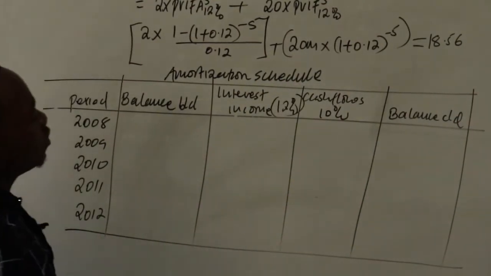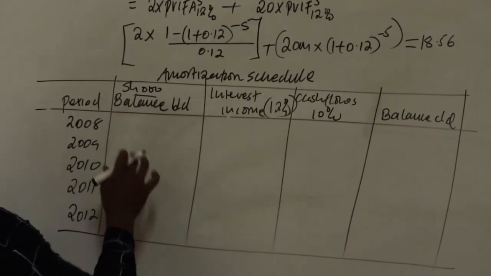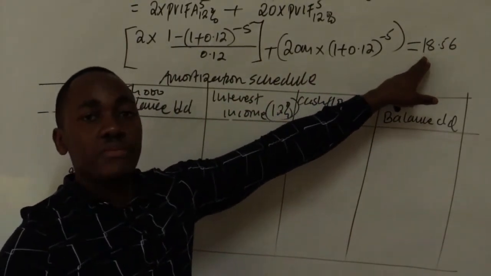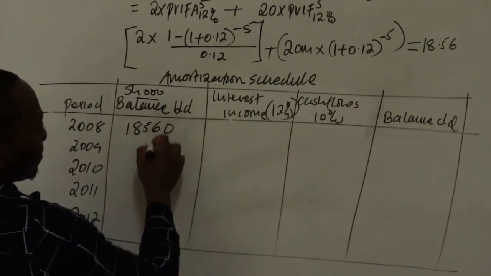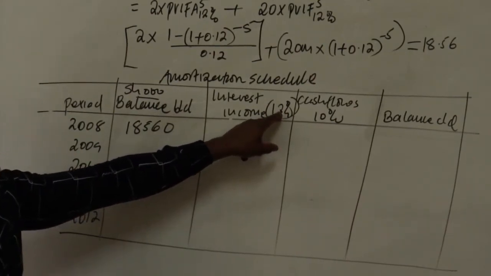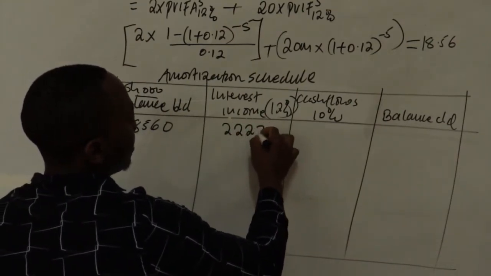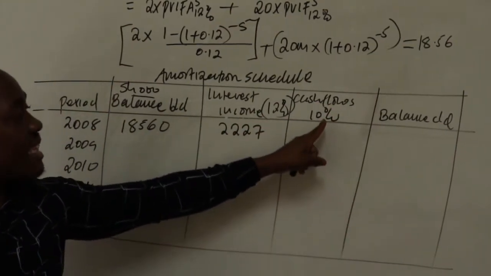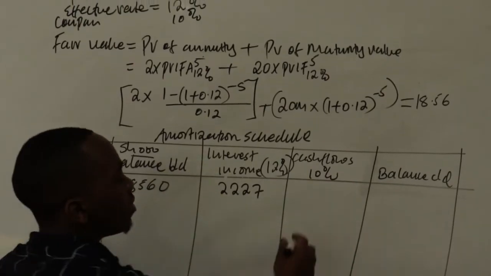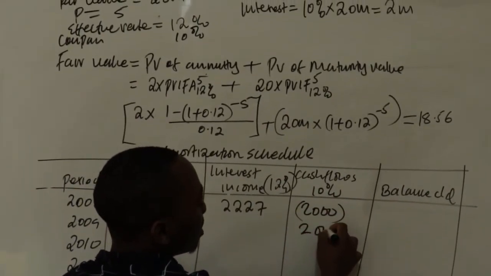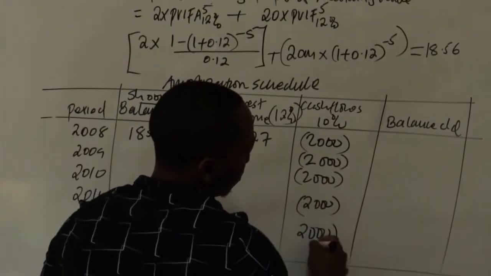So our shillings, let's put them in thousands. So the fair value, the market value, is 18.56 million, which if you put your figures in thousands, will be 18,560. Interest income is 12% of 18,560, and you have an amount of 2227. Cash flow does not change. It's 10% of the par value, and I already computed it. 10% of 20 million was 2 million. So each year you'll be receiving 2 million. That's what you are receiving, because to them it's an asset.